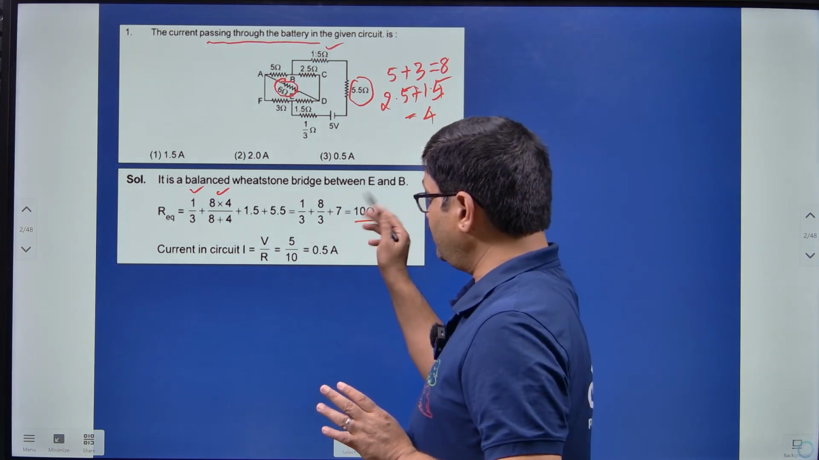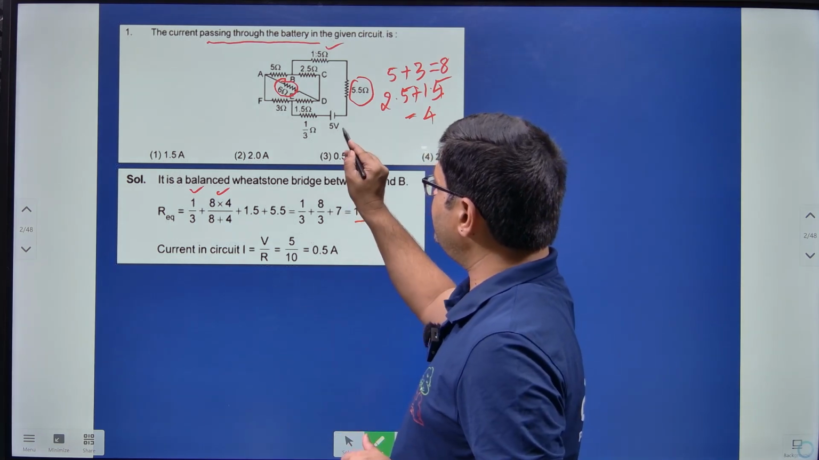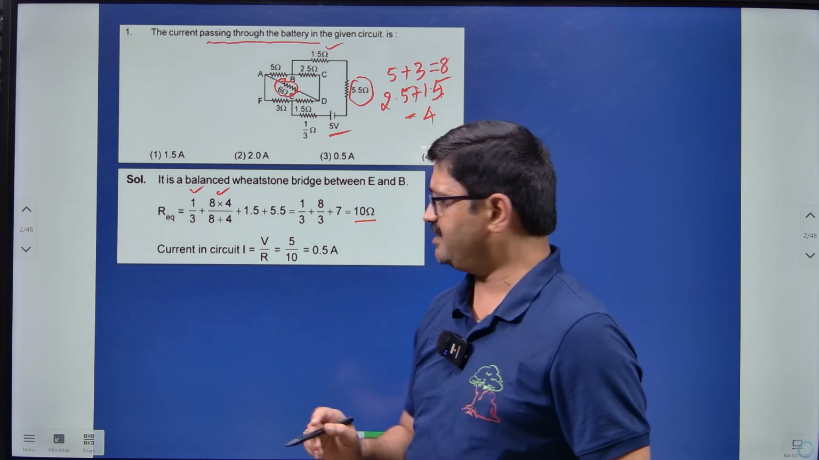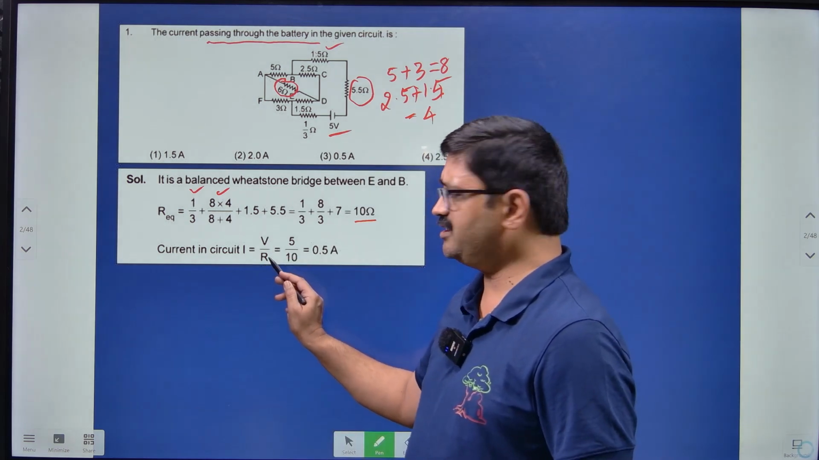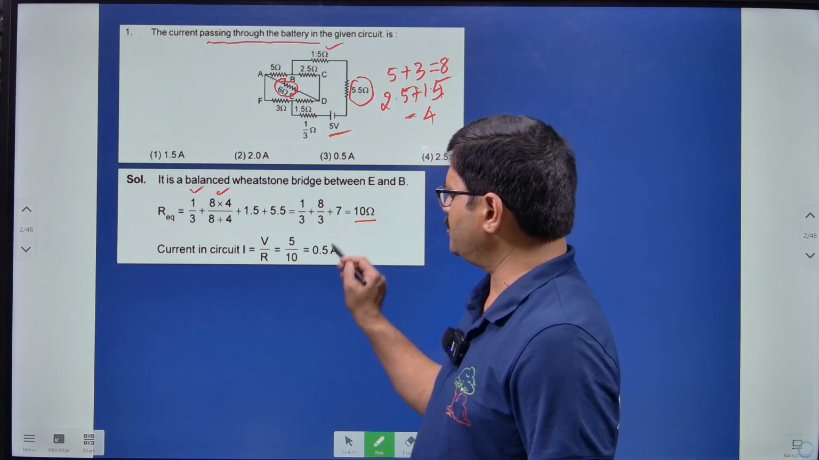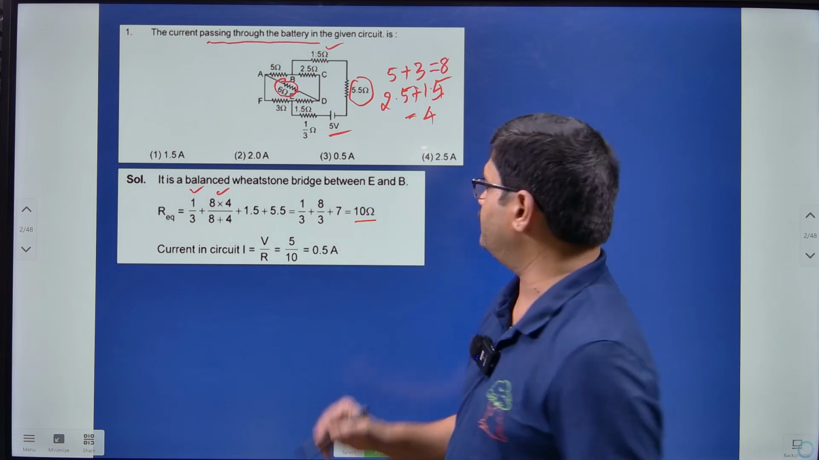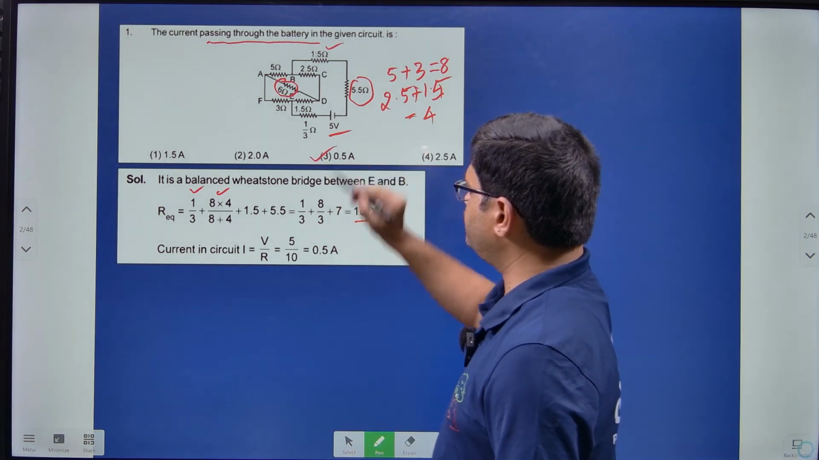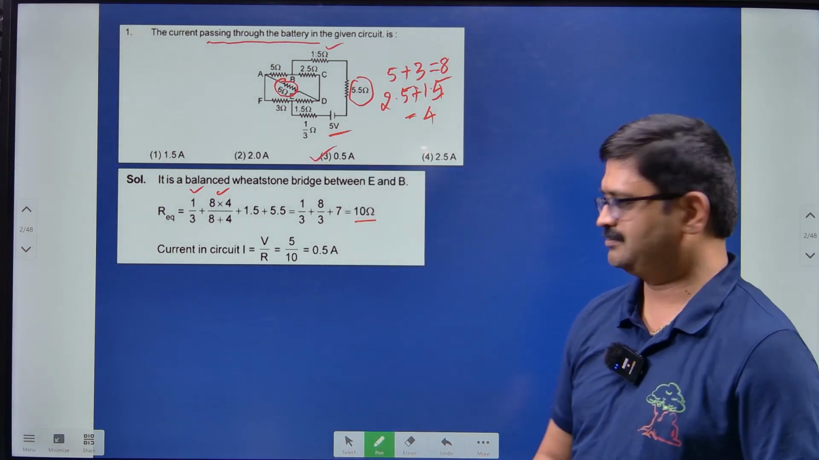Since the equivalent resistance is 10 ohm and the battery voltage is 5 volt, easily I can say V by R should give me the current. So it happens to be 0.5 ampere. In this case, option 3 is the right choice.